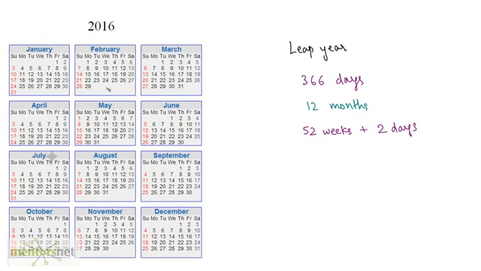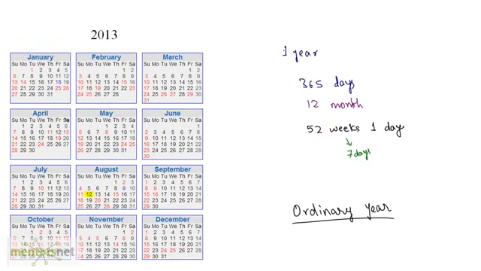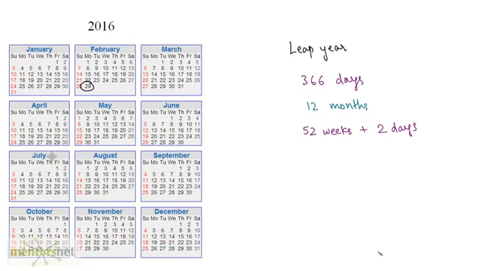The month of February in the leap year has 29 days instead of 28 days, which was the case in a non-leap year, that is, an ordinary year. In that, February has only 28 days. Okay. Now the question is, how do you identify if some given year is a leap year or not?